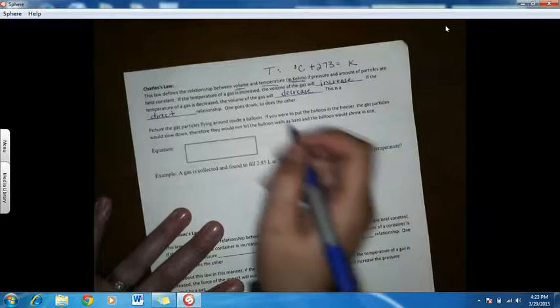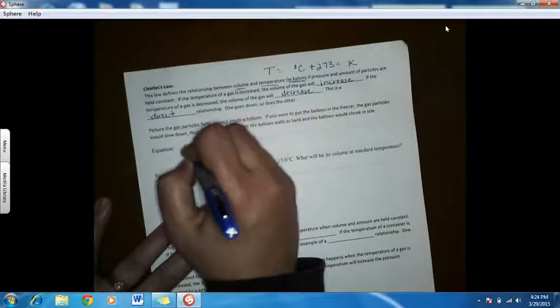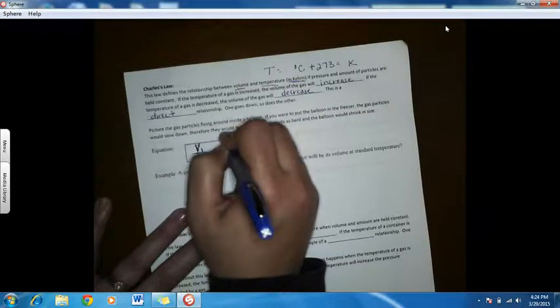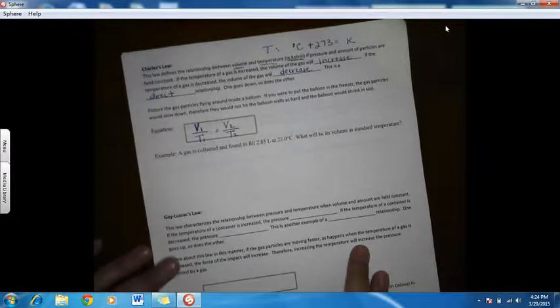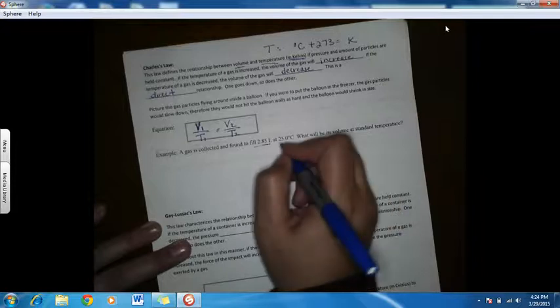Okay? And so we get an equation from this, V1 over T1 equals V2 over T2. It's a direct relationship, so we're going to be dividing, whereas in the one before, with Boyle's law, we multiply. Alright, so let's put this into action. We have a gas that's collected and found to fill 2.85 liters at 25 degrees Celsius.